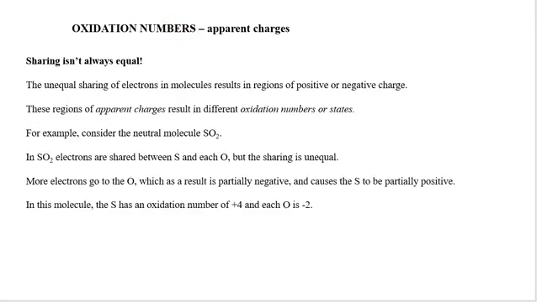Now sometimes sharing isn't always equal. So say you have an SO2 molecule. I need a big fat pen here. Cool. You have S double bond O double bond O. In that molecule, the whole thing is neutral, definitely neutral. But if you look at oxidation states, oxidation numbers, sulfur acts as if it's like a +4. Notice how it's not 4 positive, +4. Each O is like a -2.